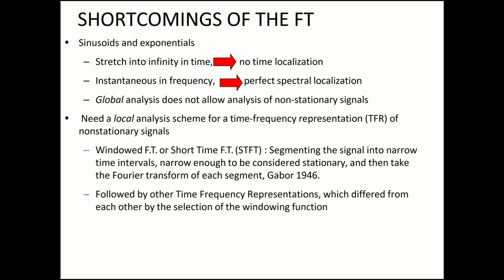So what I'm talking about is the Fourier transform. Yeah, I'm coming to that one, but I'm talking about the Fourier transform. When I take the Fourier transform, I lose that time information. Which frequency is present at which time, I cannot tell. So it's good in spectral localization, like a sinusoid gives one pulse, but in time localization, it's not good. This type of analysis, which we call global analysis, does not allow analysis of non-stationary signals. Non-stationary signals are signals which are changing with time.